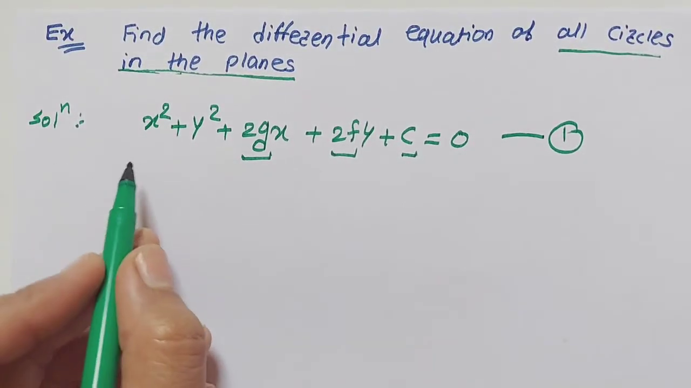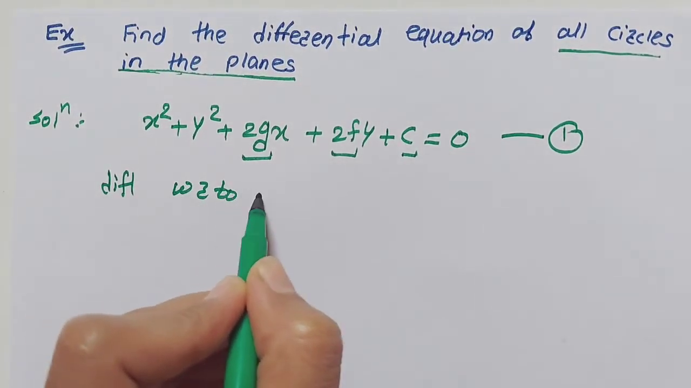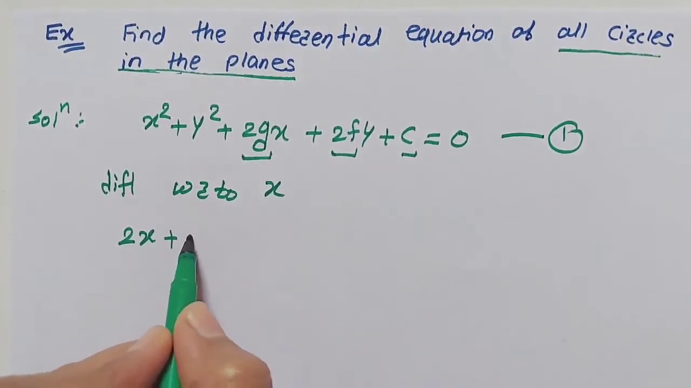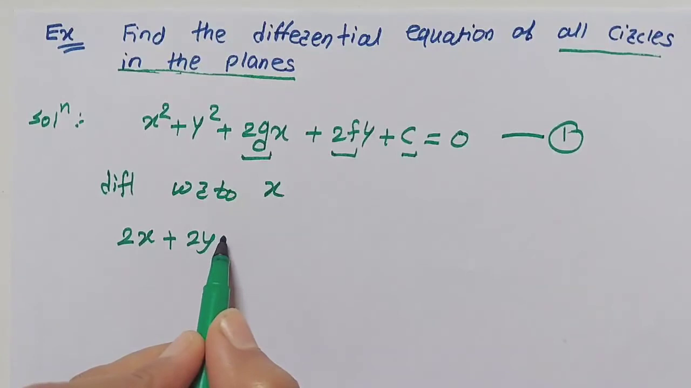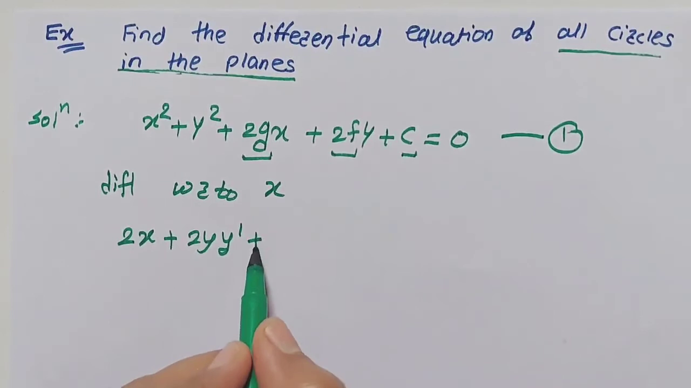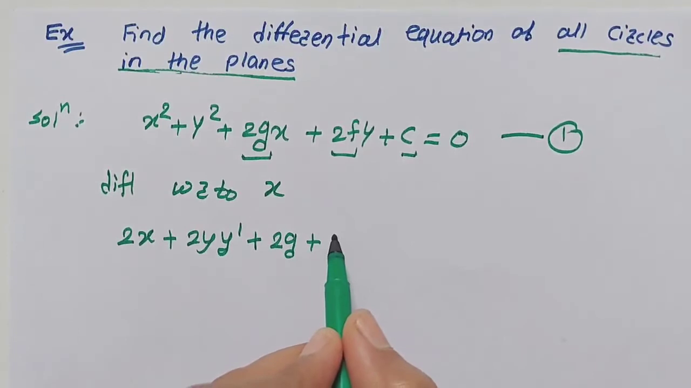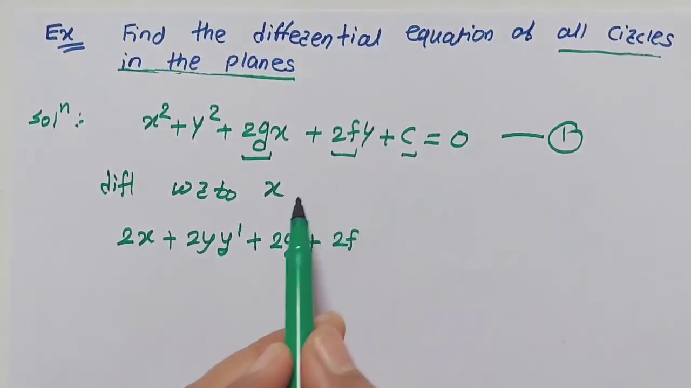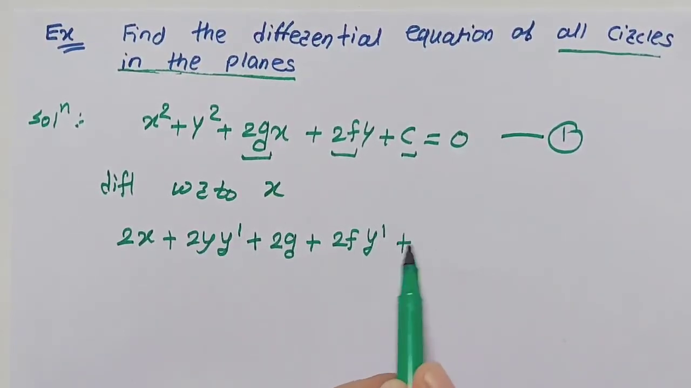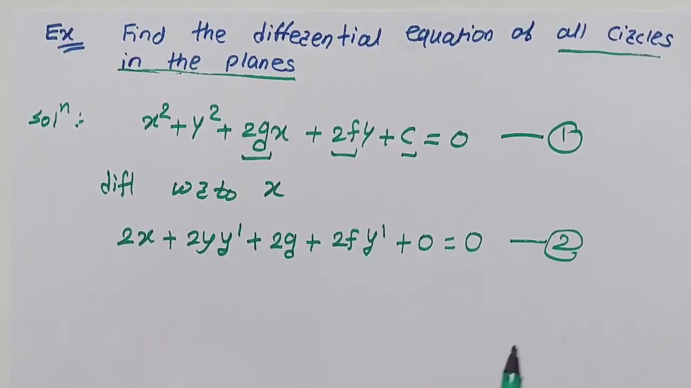So if we differentiate this equation with respect to x, the derivative is 2x + 2y dy/dx. Here I use y' notation for the derivative of y with respect to x. Then the derivative of the second term is 2g + 2f dy/dx, again denoted by y', plus the derivative of the constant, which is 0, equals 0. This is our equation number 2.